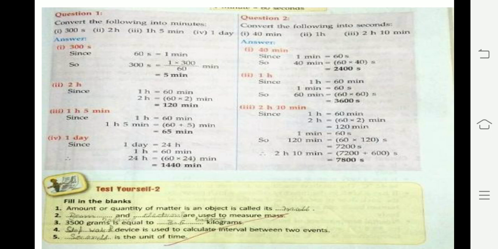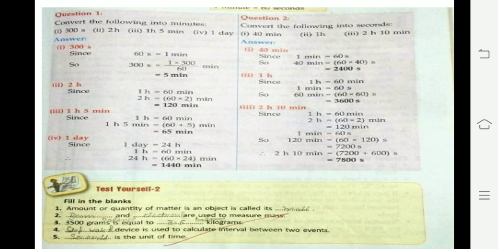The next one, 1 hour 5 minutes. In 1 hour 60 minutes. So when you convert into this, 5 should be added to 60, that means 65 minutes. 1 day. 1 day has 24 hours. So 1 hour has 60 minutes. When you multiply 60 into 24, you get the answer 1440 minutes. So next, second question, convert the following into seconds.